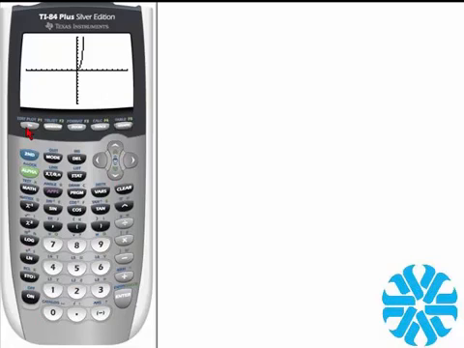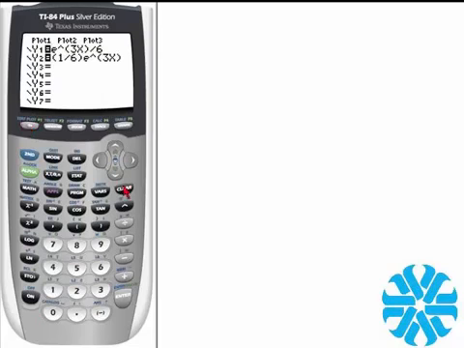Before we move on to the next example, we need to clear out what we have inputted for y1 and y2. So hit y equals, then hit clear to clear the first one, then clear to clear the second one. Now we can move to example 4.